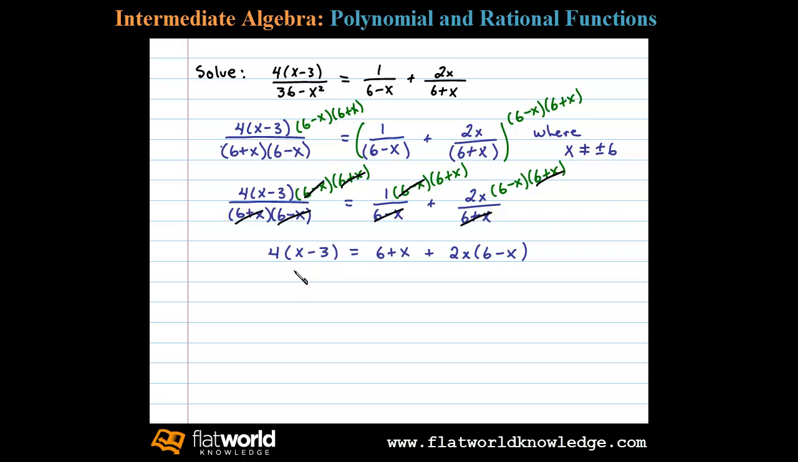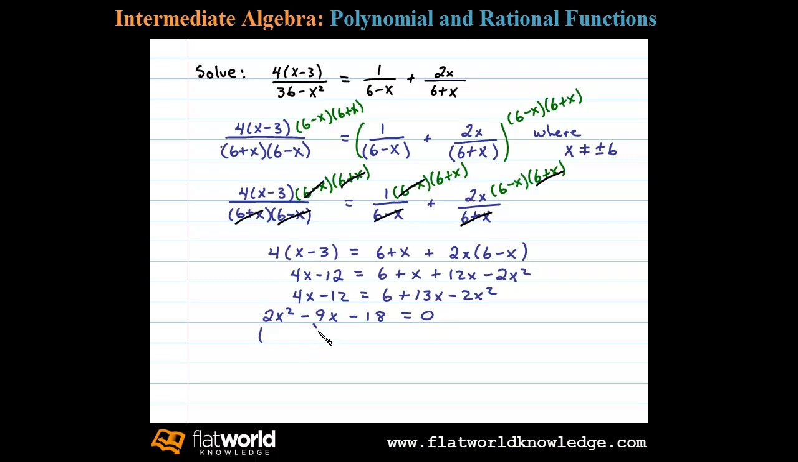So solving this, we begin by distributing the 4 here. We have 4x minus 12 equals, same side, well, 6 plus x, plus we'll distribute the 2x, so plus 12x minus 2x squared. On the right side here we have same side like terms, 6 plus 13x minus 2x squared. Now this is quadratic, so we need to get this equal to 0. I'll add 2x squared to both sides, and that'll leave me with 2x squared, subtracting 13x, minus 9x, and then subtracting 6 is minus 18, and that'll be equal to 0.